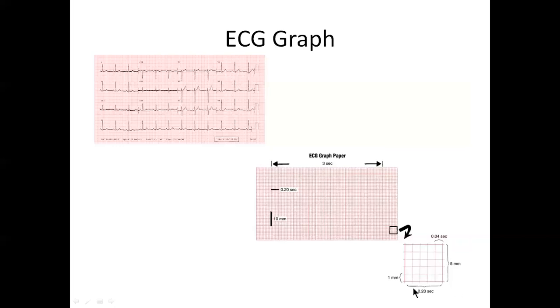And on this side, one tiny little square is 1 millimeter. Therefore, one big square would be 5 millimeters, and 2 of them would be 10 millimeters.